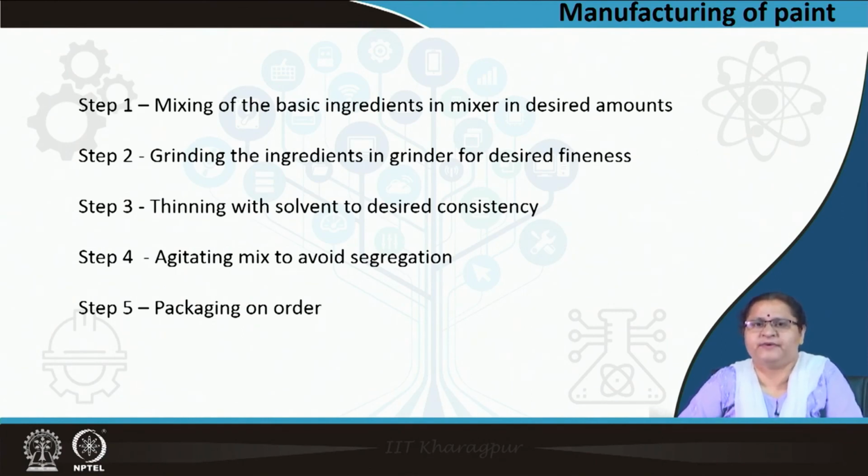So, what happens? The particles are getting further reduced in size, and then they are passed into the thinning tank where the solvent is added to get the desired consistency. So, that is step 3, where you are doing the thinning and going for quality check, so that you are getting the desired consistency of the paint.